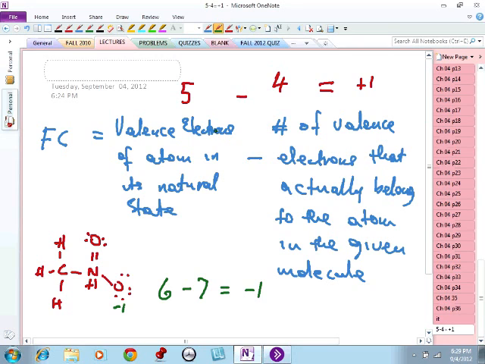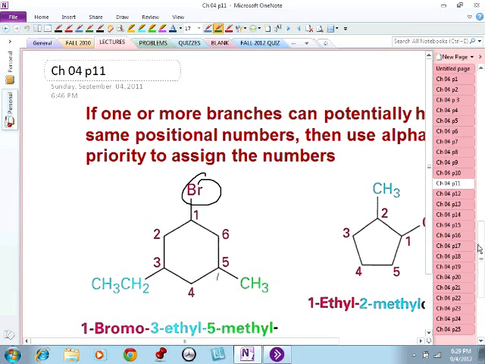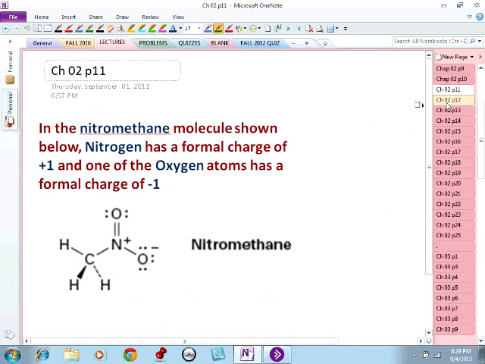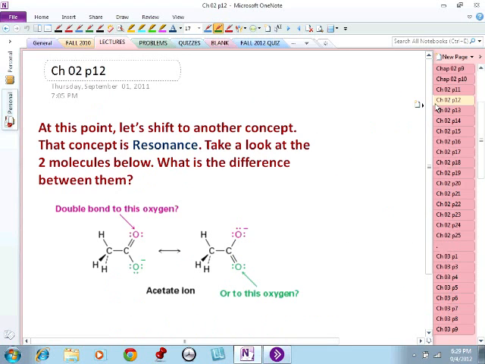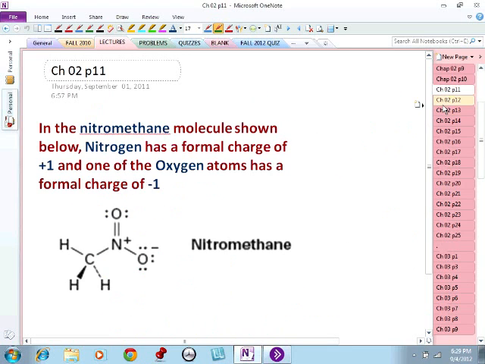Formal charge is a very simple concept. So, for example, we just dealt with the case of nitromethane, in terms of determining the formal charge. Supposing I give you this molecule here.